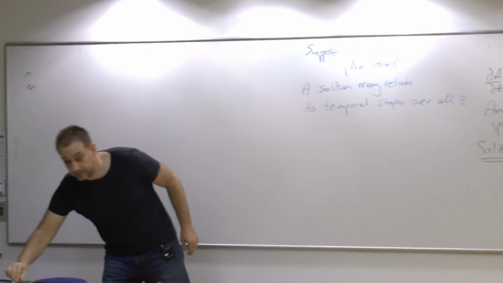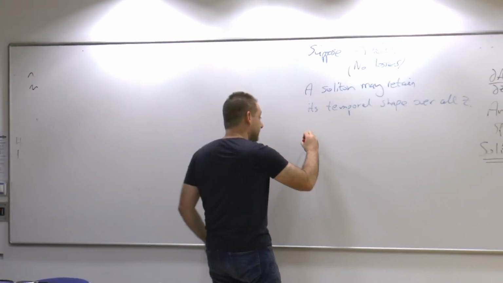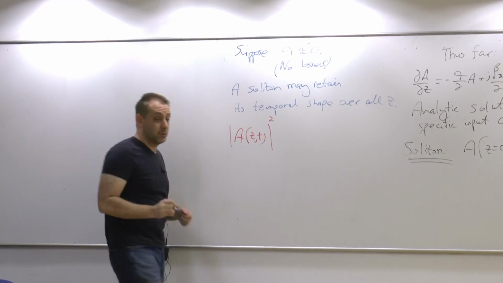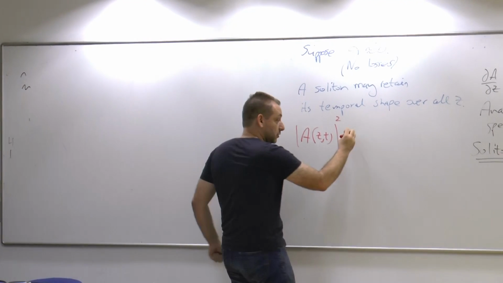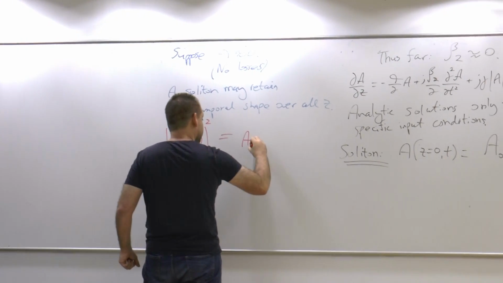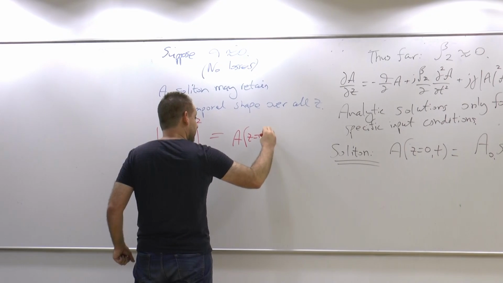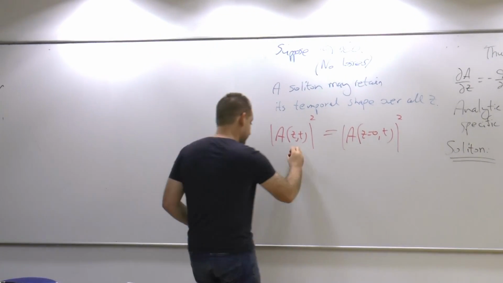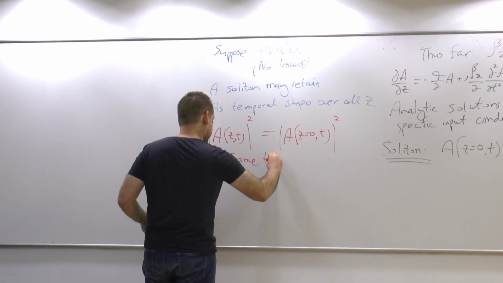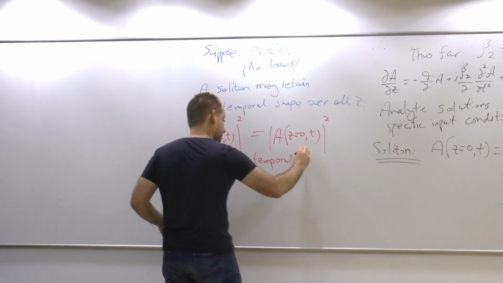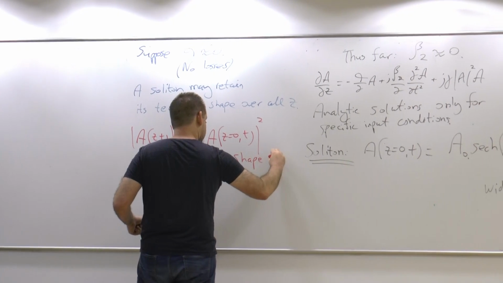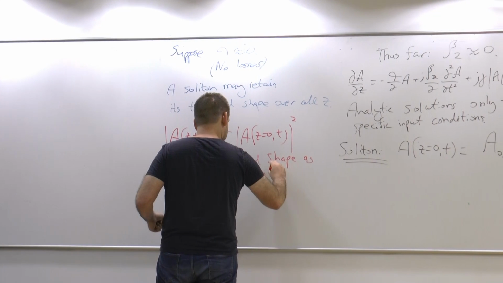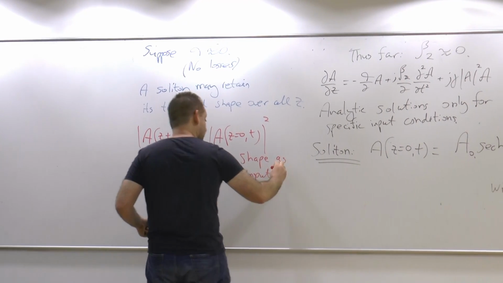In the following sense, I have to explain what I mean by that. If I take the power, the magnitude squared, surprisingly, I will get the same temporal shape as that of the input. Everywhere.